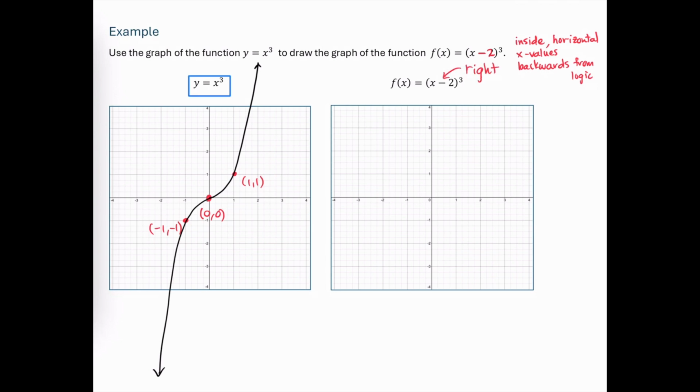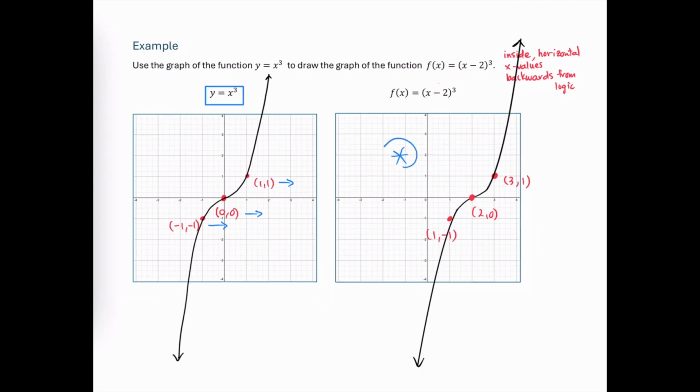So we're going to take all these points of interest and shift them to the right 2 units. So (0, 0) goes to the right 2 and lands at (2, 0). (1, 1) goes to the right 2 and lands at (3, 1). (-1, -1) goes to the right 2 and lands at (1, -1). Now we're going to connect these dots with the vertical snake. Essentially the whole function is shifted to the right 2 units. And this would be our final answer.